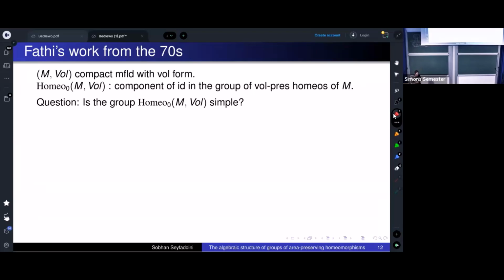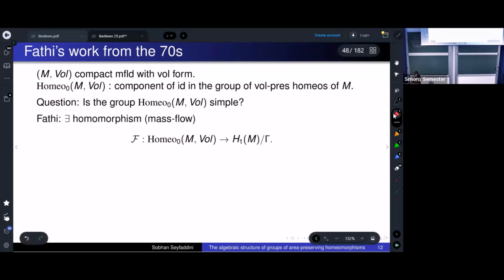And here is a 3-line summary of his beautiful paper from his PhD thesis. He constructed a homomorphism, which he called mass flow. This is what I'm denoting by curly F. Out of our group and into a certain quotient of H1 of the manifold, the first homology of the manifold with real coefficients. This gamma here is not important. You could pretend it's zero. You should just know it's a discrete subgroup. The image is non-zero as soon as H1 is non-zero.